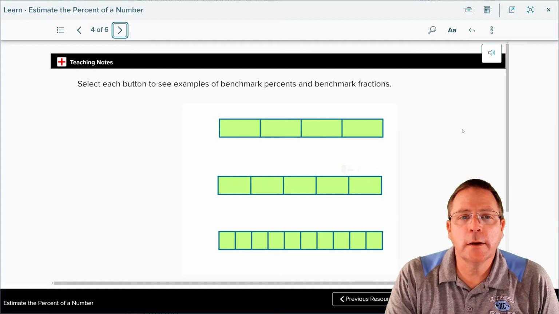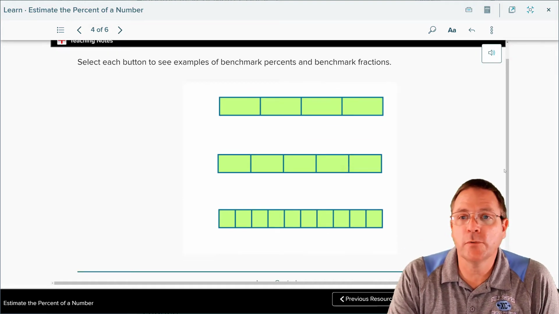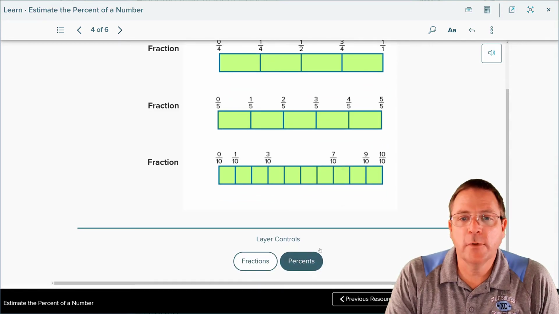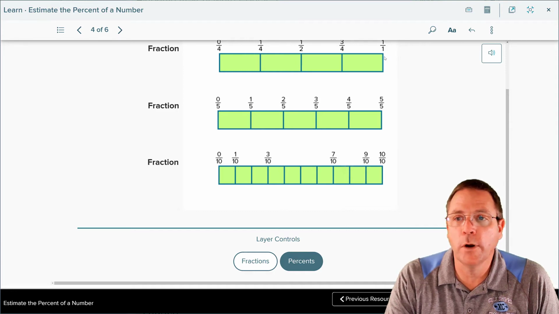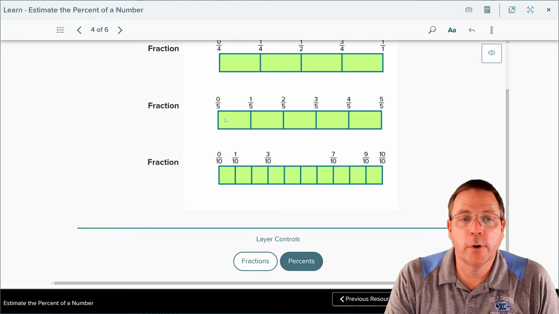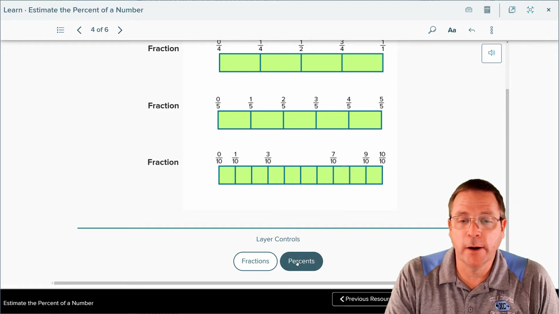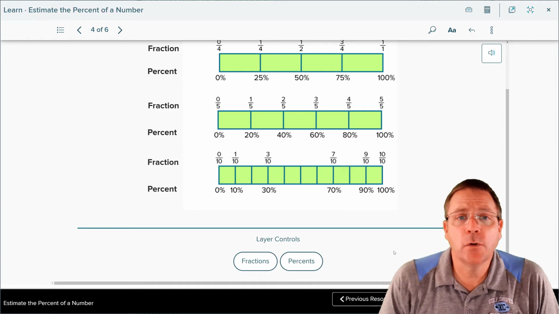Now we're going to take a look at several different examples of benchmark percents using fractions. So if we have them as fractions, you can see that you've got 0/4, 1/4, 2/4, 3/4, and 4/4. And for fifths, they have the middle bar, and then for tenths, they have the bottom bar. If we threw in our percents with that, it's going to look like this.